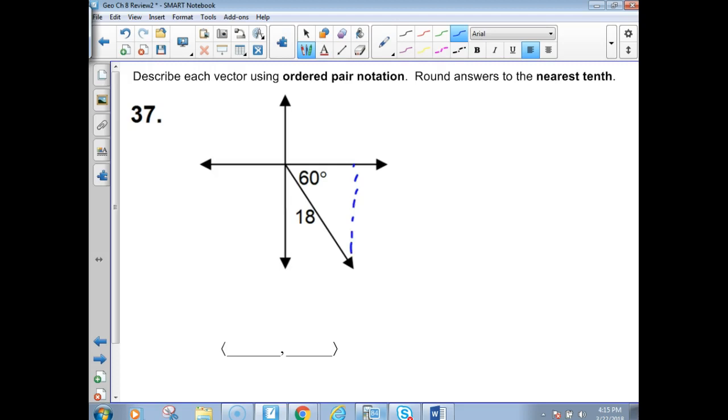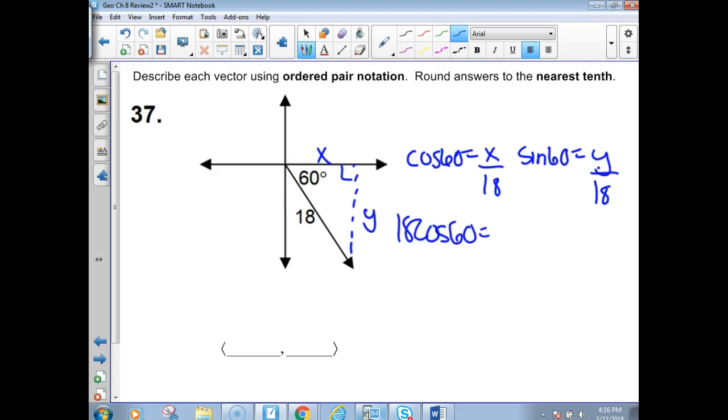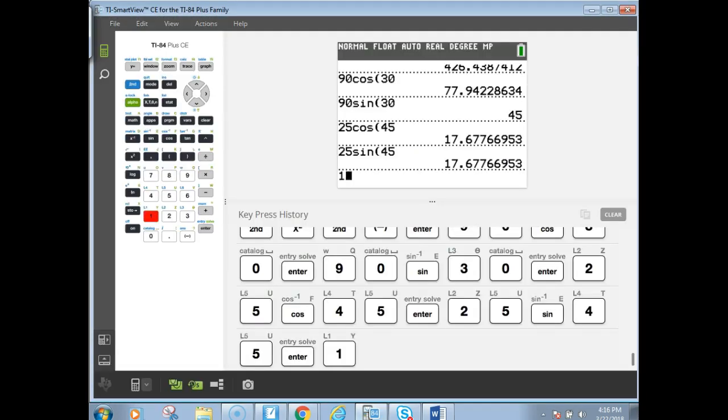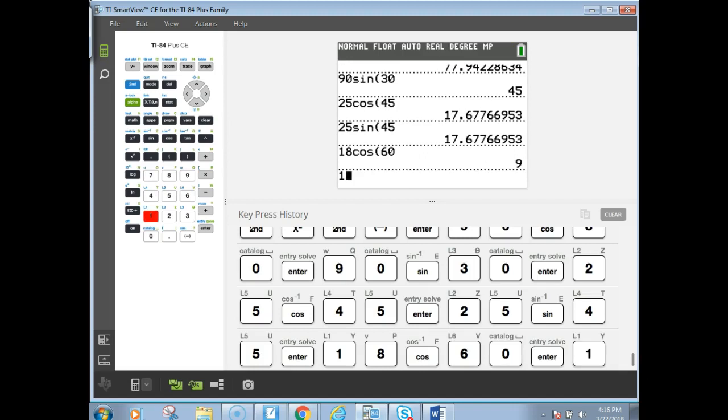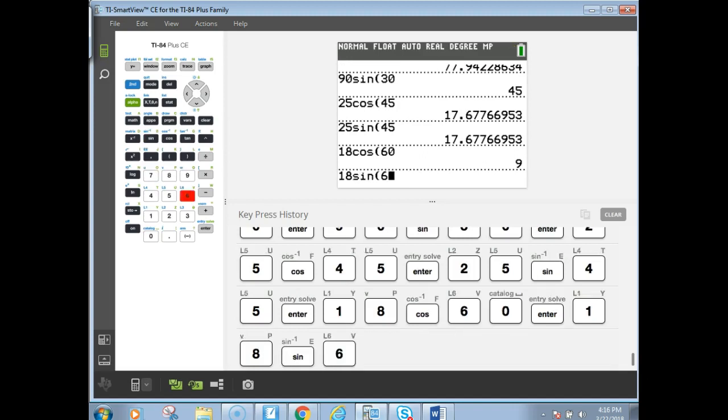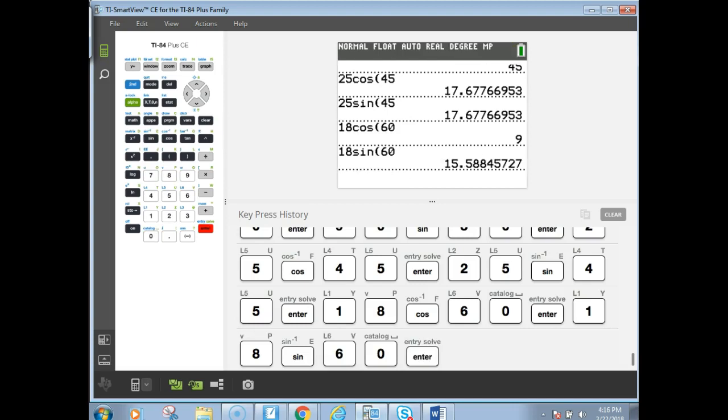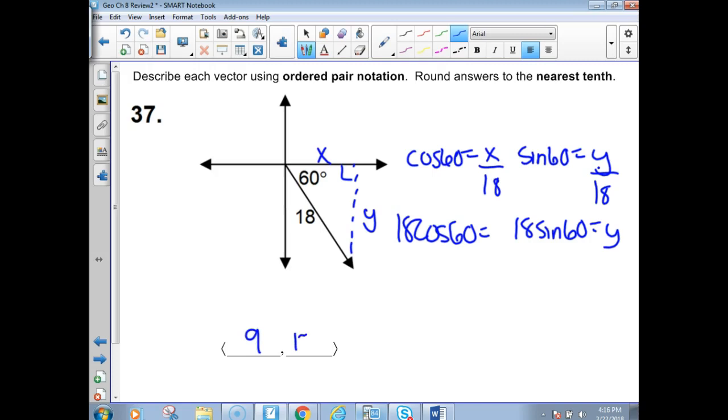37, same idea, except this time going up to the positive x-axis. This will be x, this will be y. Same process. So cosine 60 equals x over 18. Sine 60 equals y over 18. Calculate 18 cosine 60 to get x and 18 sine 60 to get y. I'm going to type both of them at the same time. And I got 9 and 15.6. Then I want to think about the fact that I'm in quadrant 4. X would be positive, but y would be down, so it's negative 15.6.